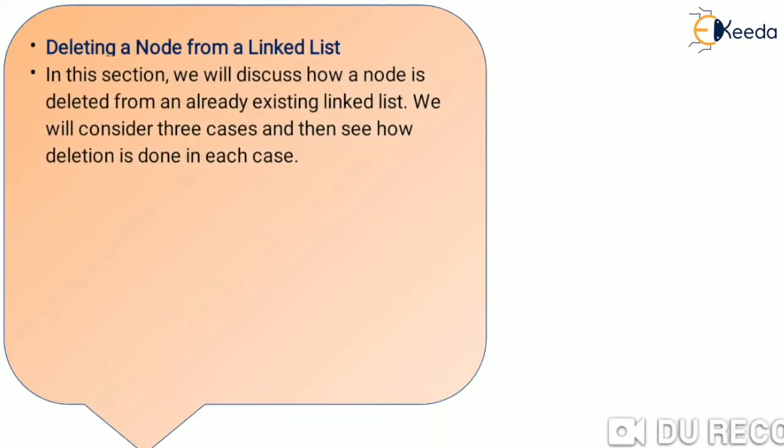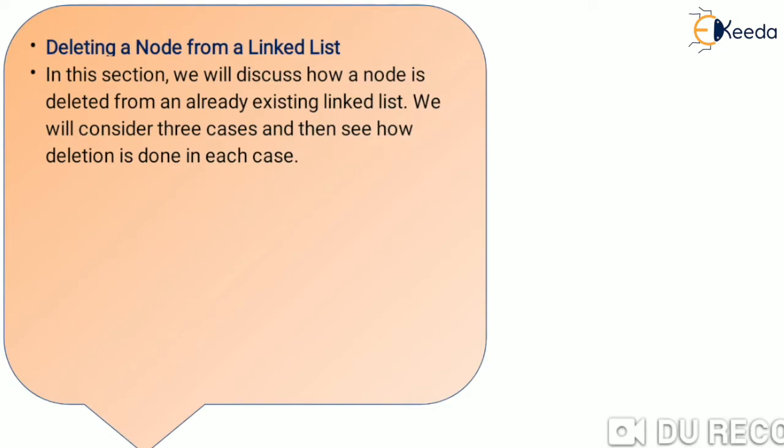As we studied with the previous data structures also, before deleting an element we check for the underflow condition. Here also, before deleting an element from a linked list, we again check for the underflow condition. So before you start writing the algorithm, in step 1 you have to check for the underflow condition. Now we start deleting a node from the linked list.